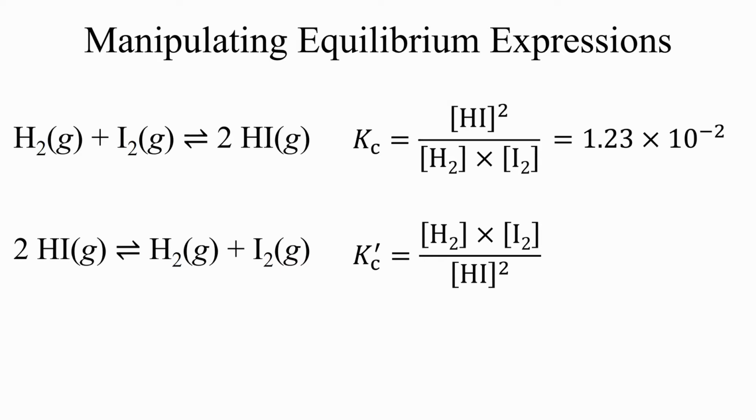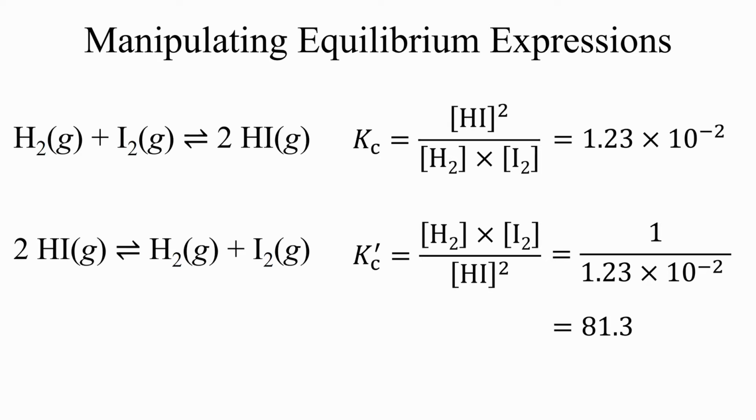However, if we write this same reaction in the reverse direction, we have a new equilibrium expression, here denoted by Kc apostrophe, also known as Kc prime, and therefore it's going to have a different equilibrium constant. Now, since we just flipped the equilibrium quotient, we're just going to write the inverse of the equilibrium constant, recalculate it, and that gives us an equilibrium constant of 81.3.